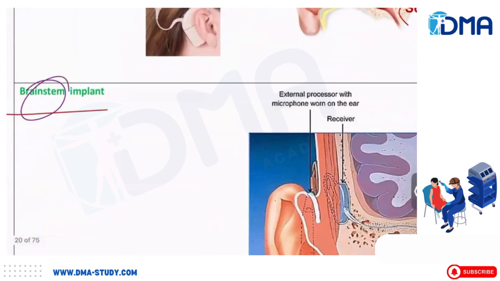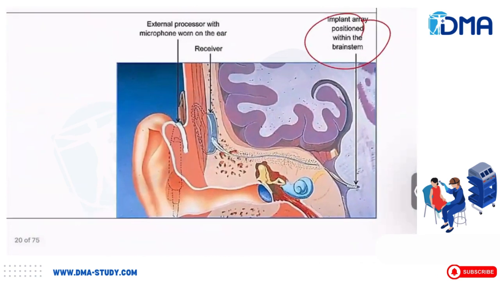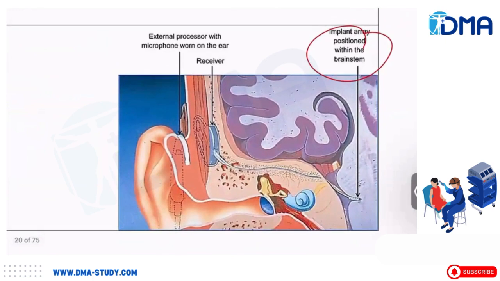So, brainstem implant. The patient is not at all having an inner ear, or there are too many problems with the inner ear. So we are bypassing the inner ear and implanting the electrode directly into the brainstem. This is called a brainstem implant. It's not an easy surgery, very tough surgery. It's hardly done in India. It's in the developmental phase.